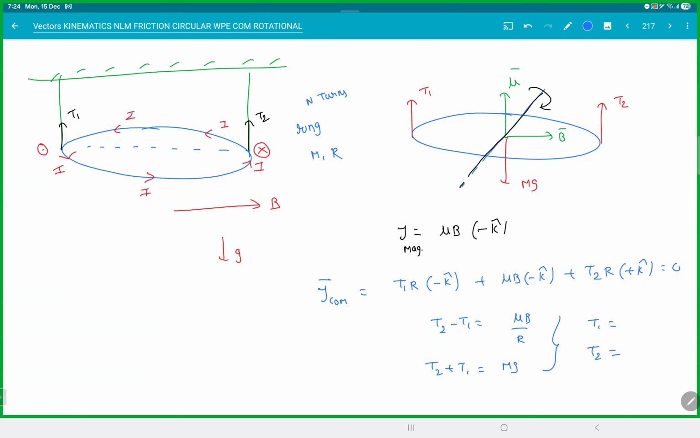This was an actual JEE Mains question. Clear with this? And the direction matters, because if you take torque in the other direction, T1 would become greater than T2. So plus and minus you have to be careful there.